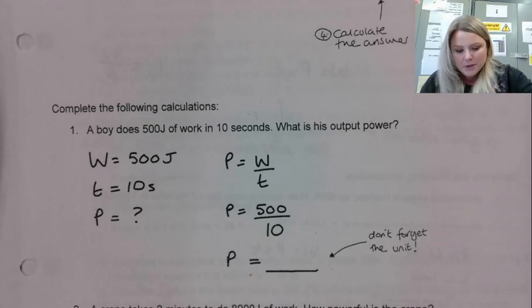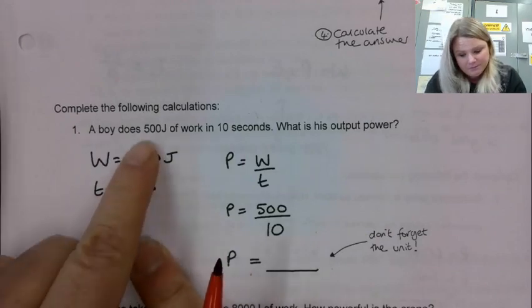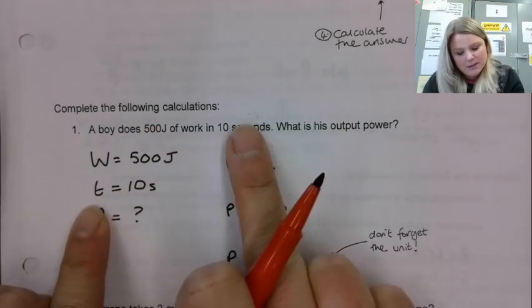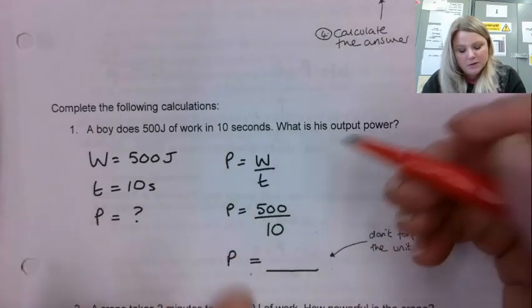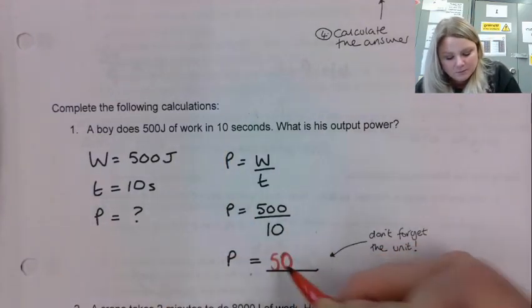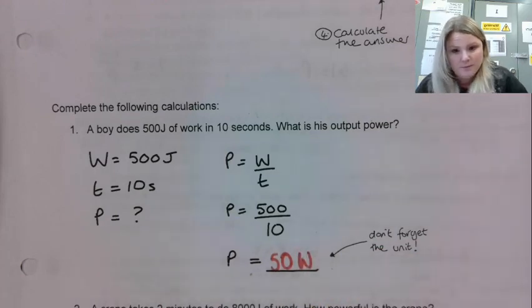So a boy does 500 joules of work in 10 seconds. What's his output power? So I've started it off. I've done the list of information. Work 500 joules, time 10 seconds. What's his power? Started off with my equation, filled in my values. 500 divided by 10 gives me 50. And I need to remember to put my units on, and that is watts.